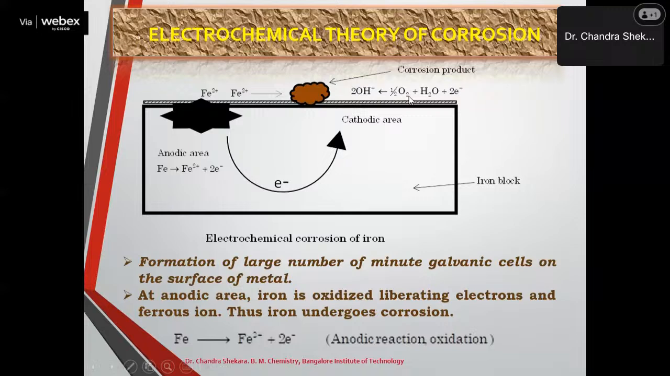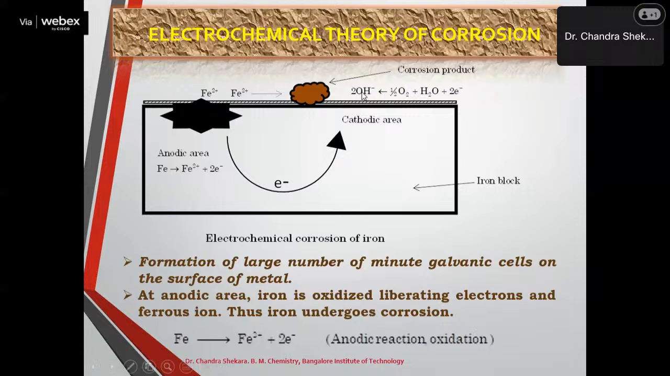Normally, when iron metal is exposed to the environment, oxygen and moisture present in the atmosphere are present on the surface of the metal. They get absorbed over the surface of the metal, and these O2 and H2O gain electrons which come from the anodic area and get reduced to OH-. Therefore, one of the common reactions we observe in the cathodic area is the reduction of O2 and H2O into OH-.